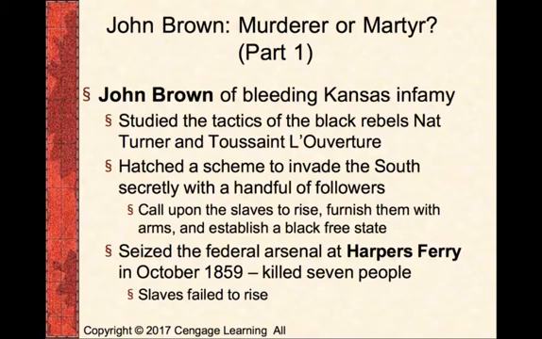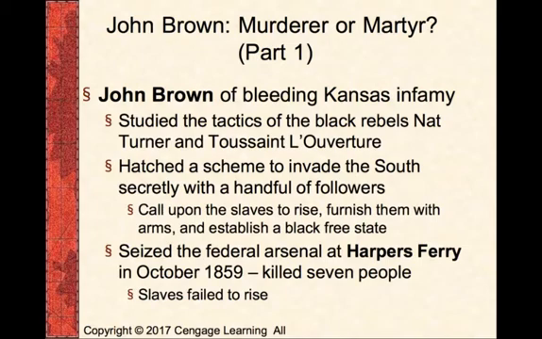So, John Brown, after he got done in Bleeding Kansas, studied the tactics of black rebels Nat Turner and Toussaint Louverture of Haiti. And he hatched a scheme to invade the South secretly with a handful of followers. Once he got to the South, he would call on slaves to rise up, furnish them with arms, and establish a black free state.